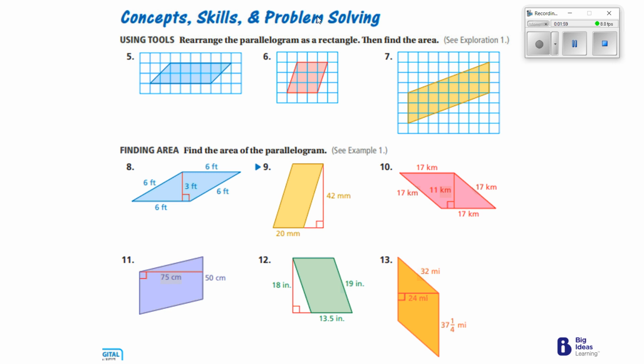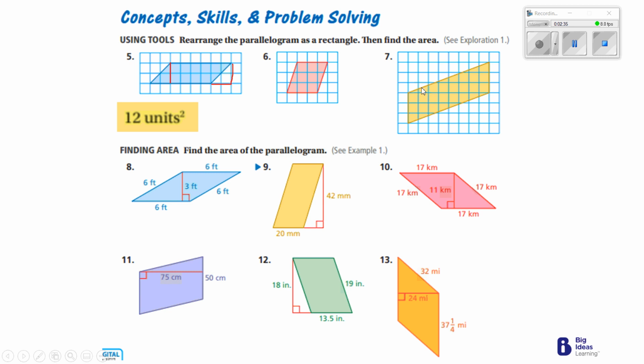Number 5, rearrange the parallelogram as a rectangle, then find the area. If I was going to rearrange this, I would take this part right here and bring it over here. And if I did that, the area is going to be 1, 2, 3, 4, 5, 6 times 2. That's going to be 12 units square, right? So 12 units square.